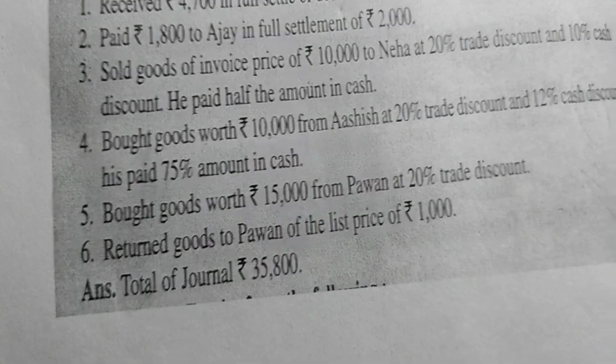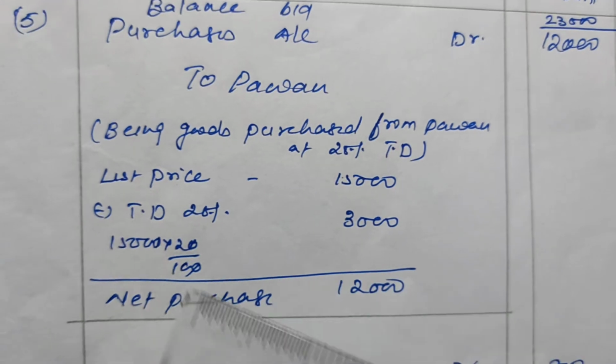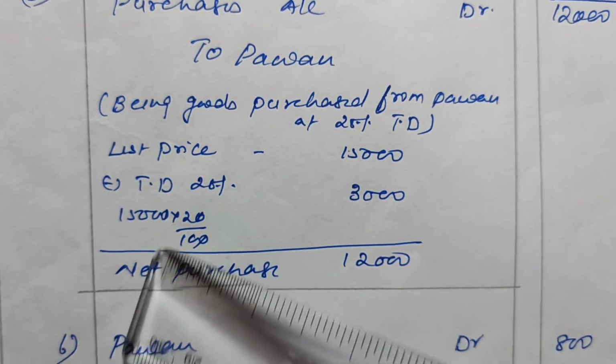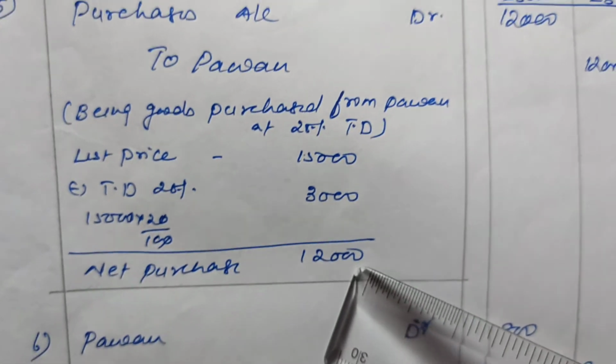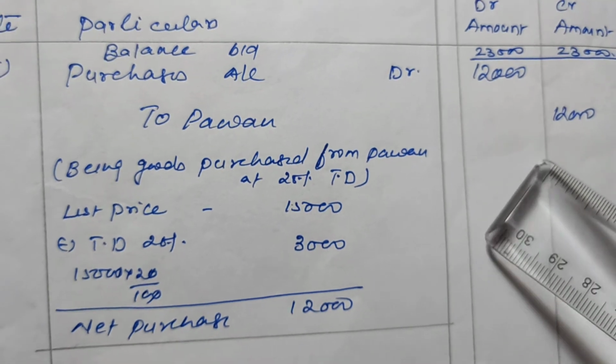Okay, so let's see the entry here. Purchases account debit to Pawan, and list price is 15,000. Trade discount we have deducted 20% of 15,000, that is 3,000. Net purchase value is 12,000. We have to do the journal entry and record the net purchase price.